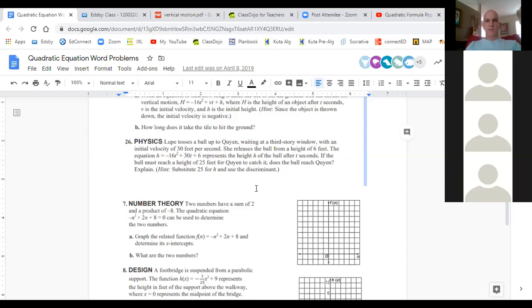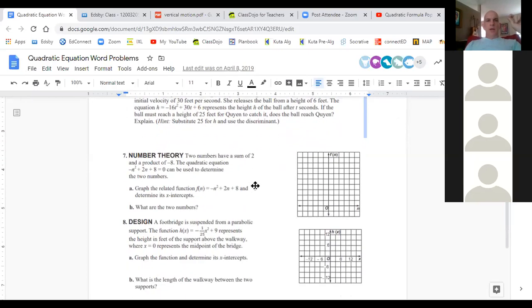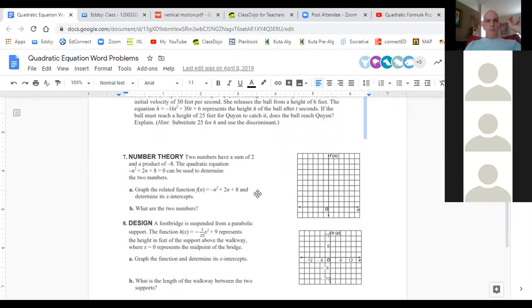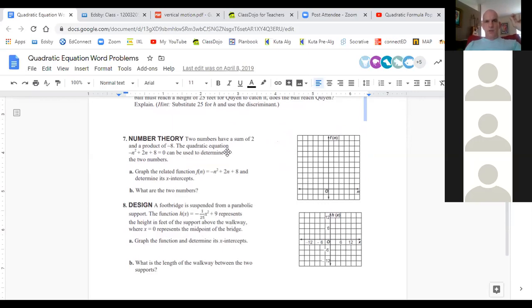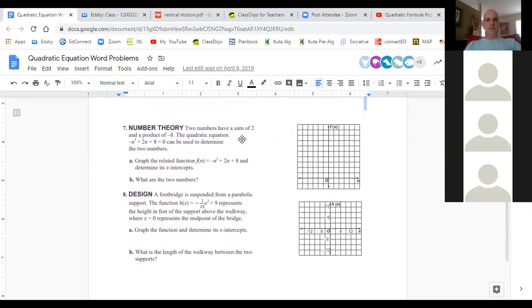All right, and we'll do this in groups here in a moment when we split up. These second two problems are also quadratic problems, but they're giving you quadratic equations here. So this one, negative n squared plus 2n plus 8 equals 0, can be used to determine two numbers. And this is another type of problem. I'm not going to spend a lot of time explaining how they come up with these equations, because this is not as common a problem.